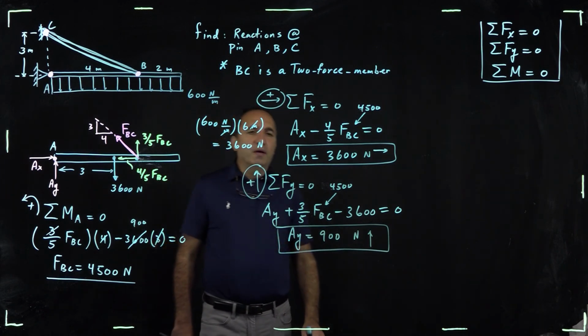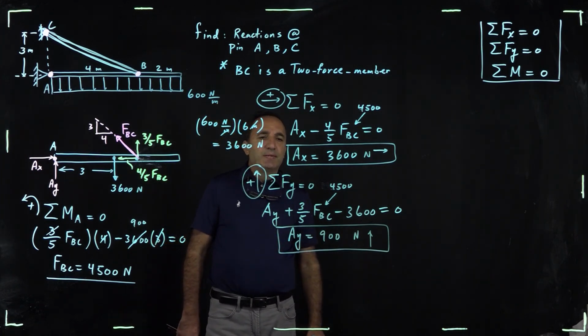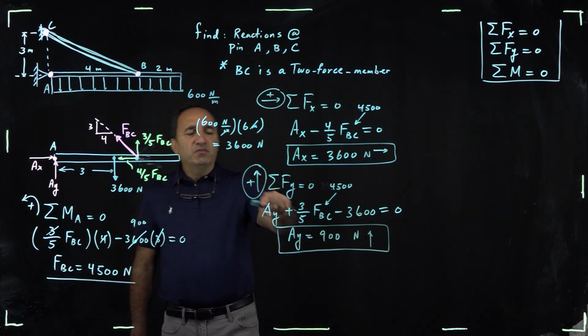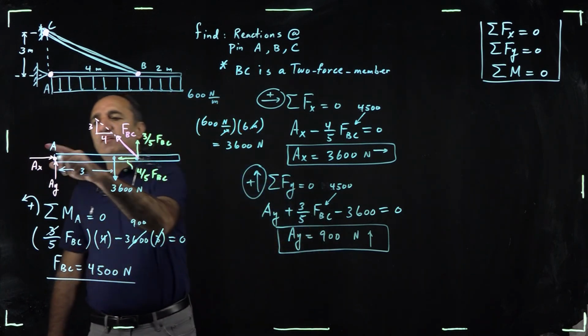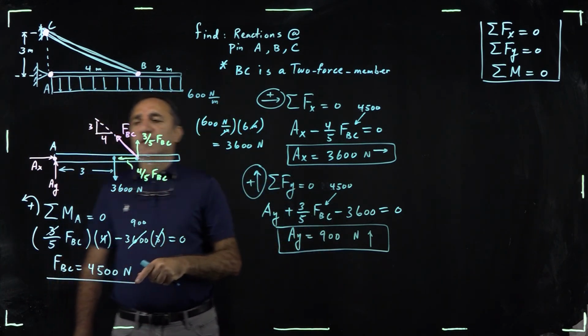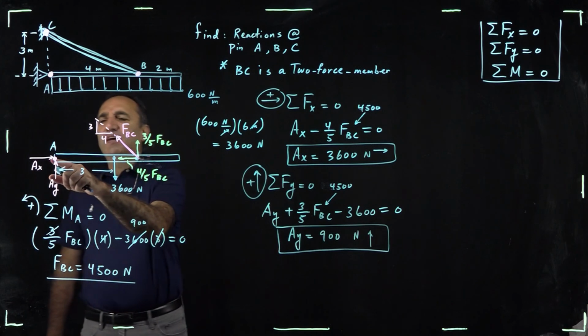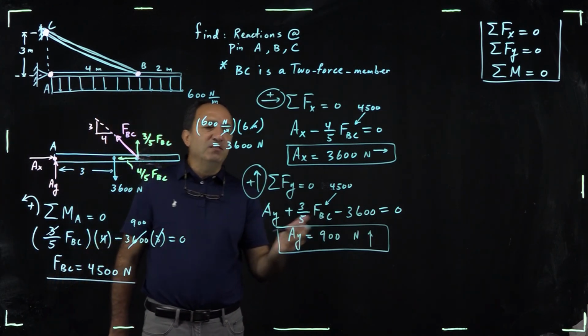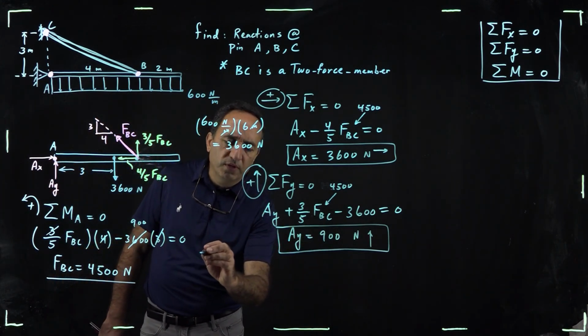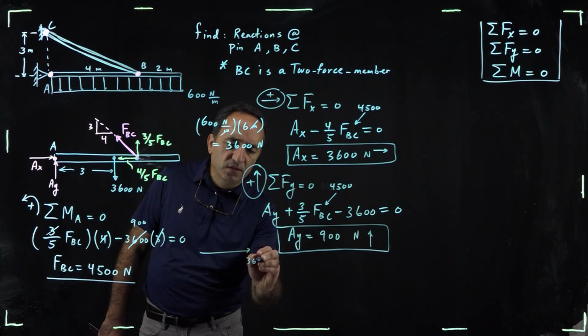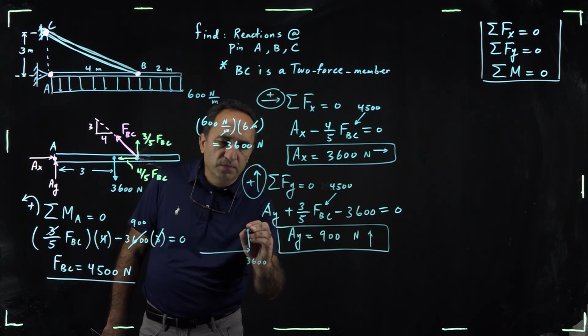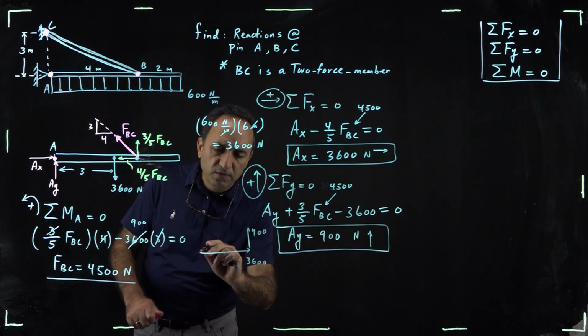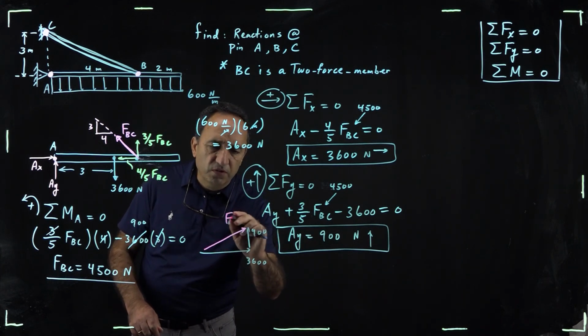Eventually that becomes a positive 900, which implies that the direction of AY is also okay. Now, by the way, sometimes you're asked to find the resultant pin reaction at certain pins. So in this case, if I ask you what is the resultant pin reaction, basically you have two components, a 3,600 and a 900. And then this guy is the resultant, which I call F sub A.